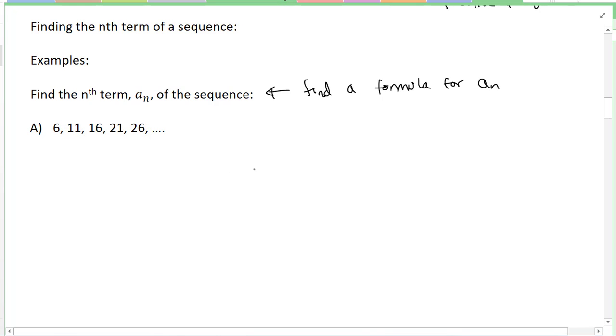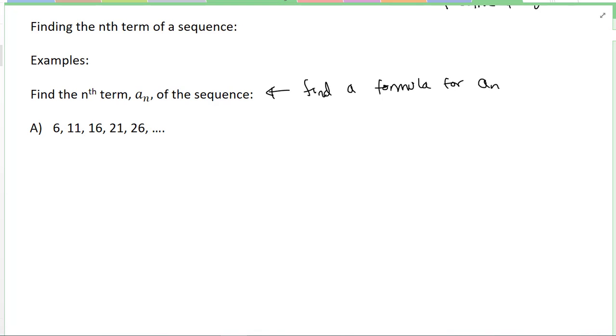So how do we do that? Well, look at 6, 11. One of the things I want you to think about is, can you guess the next term? So it goes 6, 11, 16, 21, 26. Can you guess what the next term is? So is there a pattern?